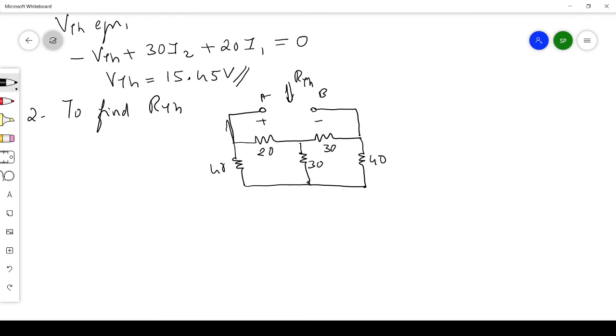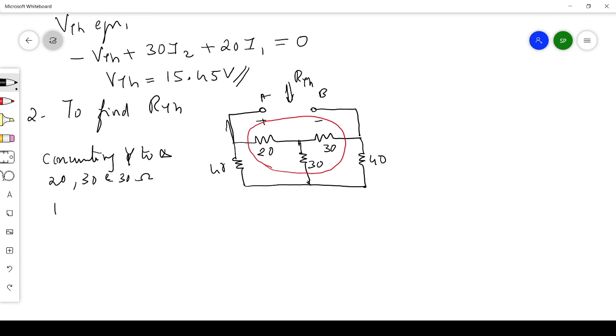Now here you see this portion, there is a star network present. So I can just convert the star network into a delta network. I'm just converting star to delta, formed by 20, 30 and 30 ohms.